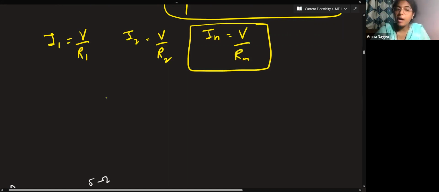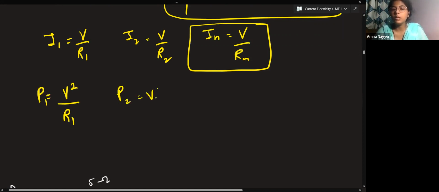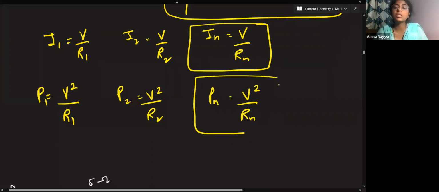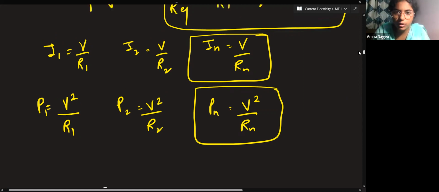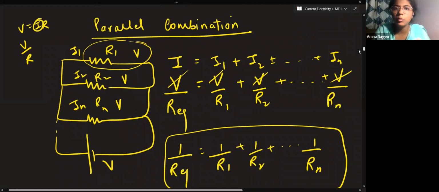If power is asked, you will use the formula V square divided by R1. This will be P1. P2 will be V square divided by R2. So Pn will be V square divided by Rn. This is the formula you will use in case of parallel combination of resistors. Fine, the rest of the things remain the same. We'll do a question as well on this. First note down this, then try one more question on this.